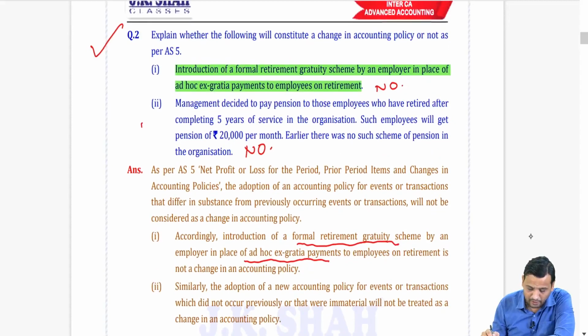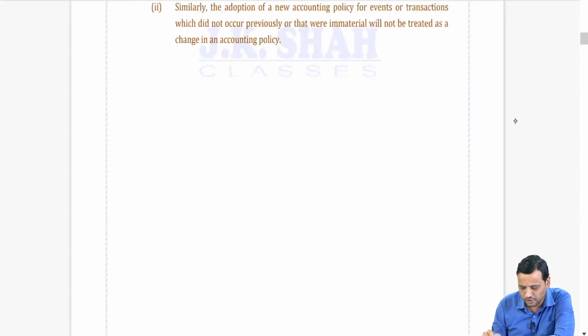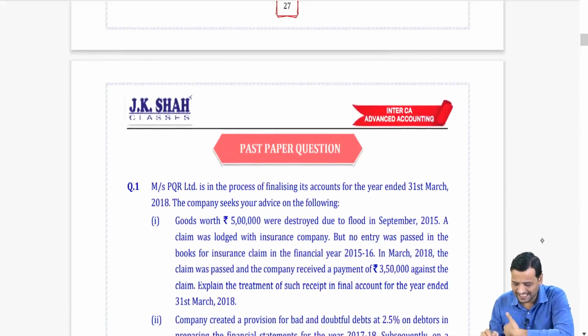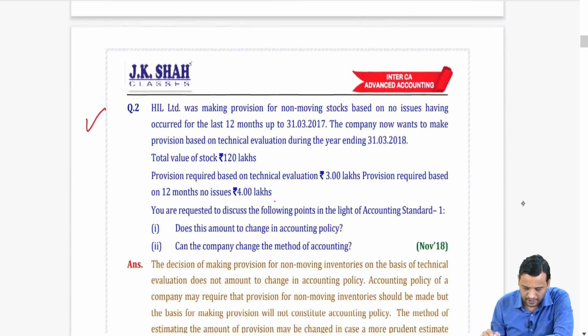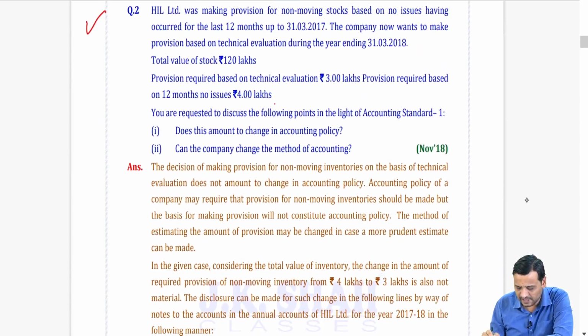Friends, classwork questions we have already done in the class, so we will not focus more on those parts in revision. I come to a past paper question. In that, I would like to do question number 2, which obviously is part of AS1, but again gets related to AS5. HIL Limited was making provisions for non-moving stocks based on the number of issues having occurred for the last 12 months up to 31st March 17. The company now wants to make provision based on technical evaluation during the year ending on 31st March 18.